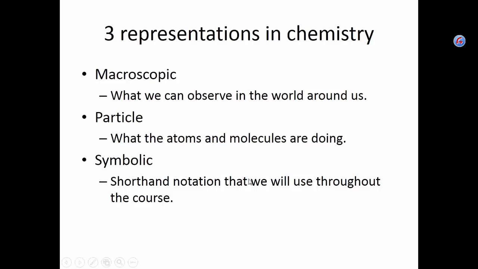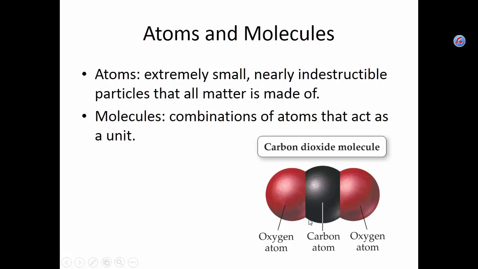so just remember that it is representing something else. Okay, so speaking of atoms and molecules, just a really brief introduction to this, and we'll come back to this in more detail in the next section, but I wanted to introduce it now because we'll be using these ideas to talk about the scientific method. So for now, we can say that atoms are extremely small, indestructible particles that everything is made out of. And that molecules are combinations of those atoms that can act as a unit.